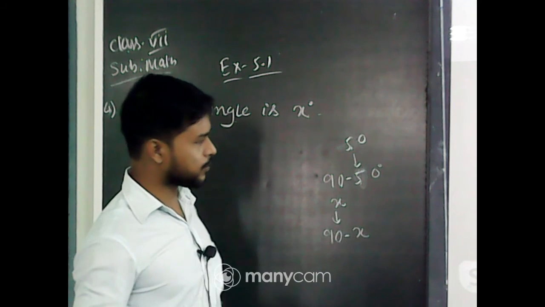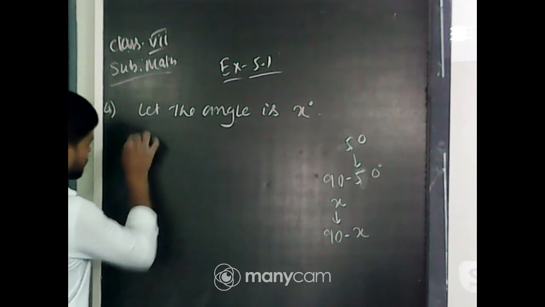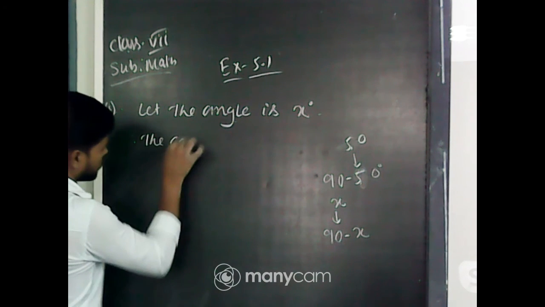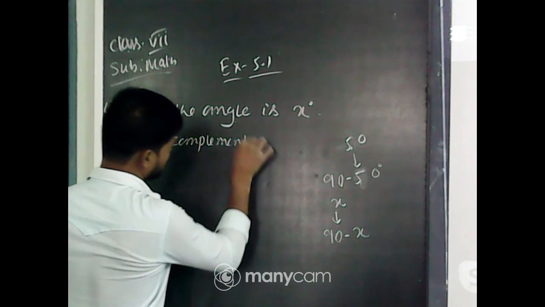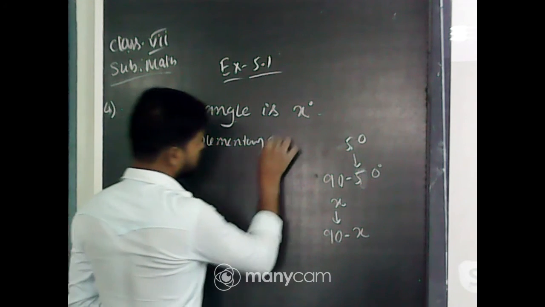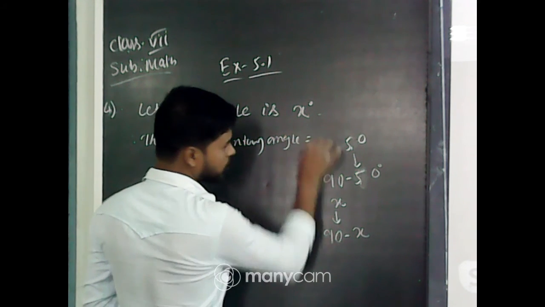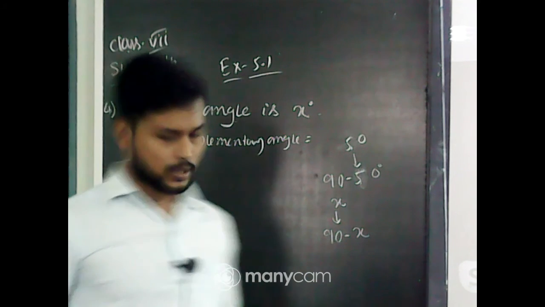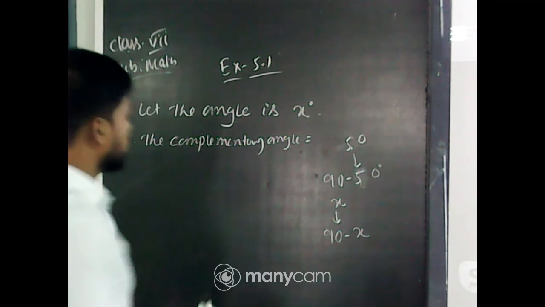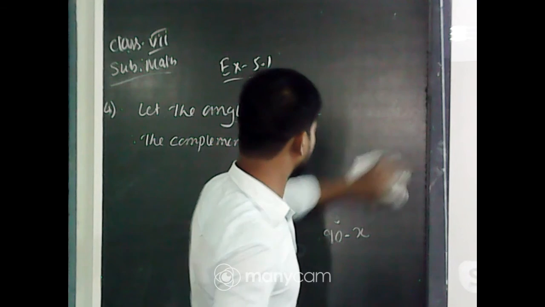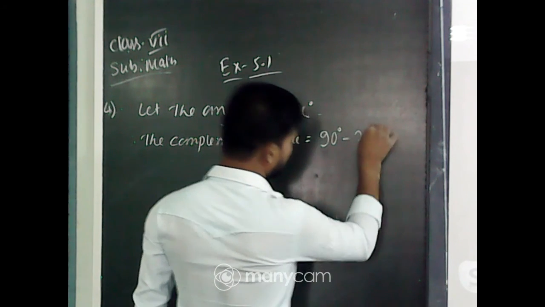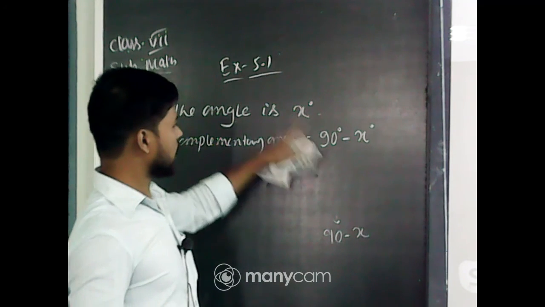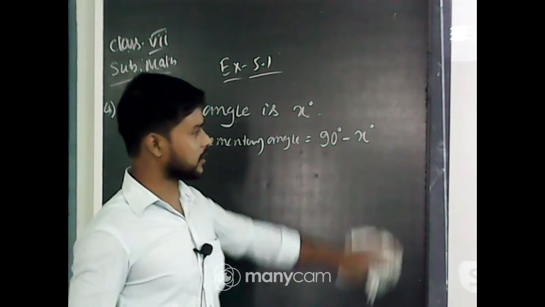Tell me, have you any problem? Complementary angle is equal to 90 minus x, 90 degree minus x degree. The angle is x and its complementary angle is 90 degree minus x.